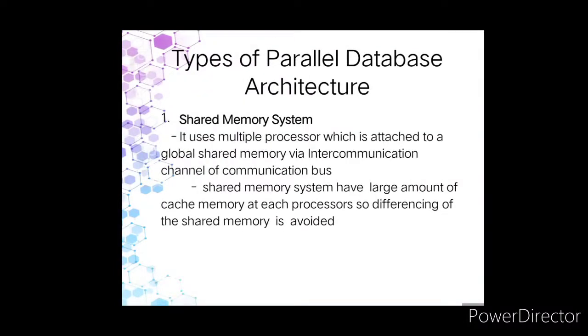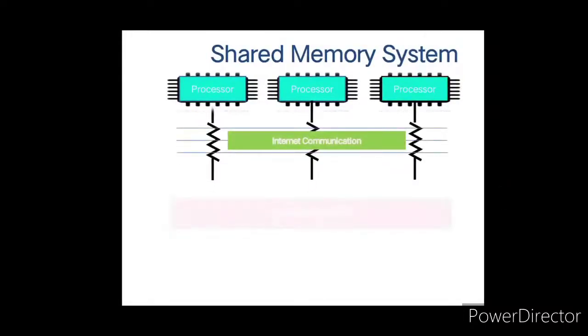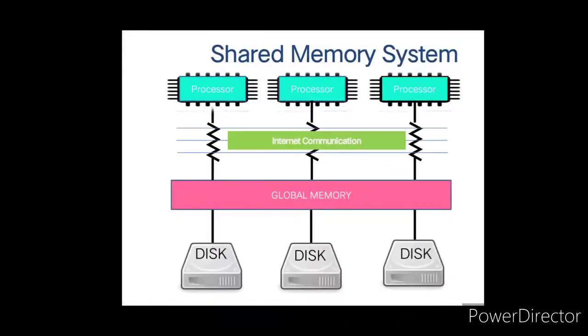Architecture. Shared memory system. It uses multiple processors which are attached to a global shared memory via an intercommunication channel or communication bus. Shared memory systems have a large amount of cache memory at each processor so that referencing of the shared memory is avoided. Here is the sample of shared memory. This is the processor, the intercommunication, the global memory, and disk. The three processors are connected through the intercommunication to the global memory. Different processors communicate with the global memory. The memory is shared by all processors.